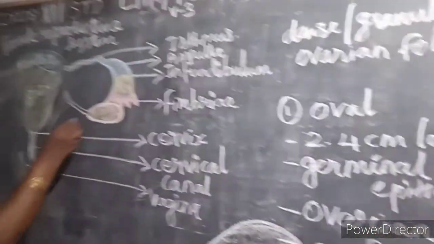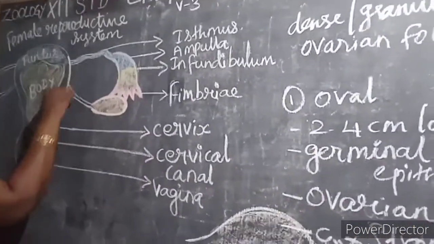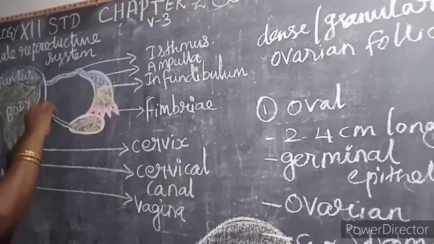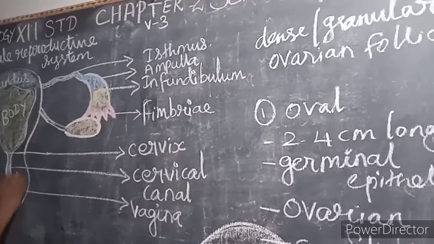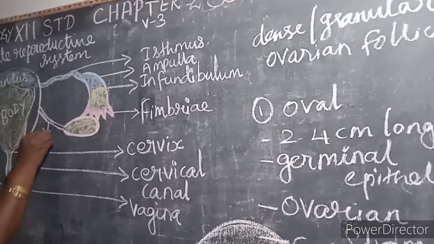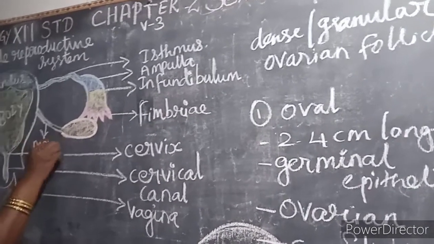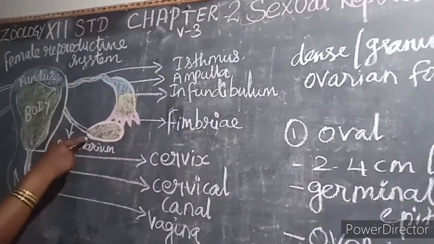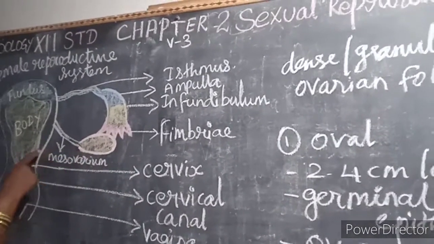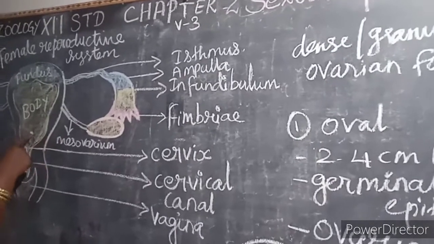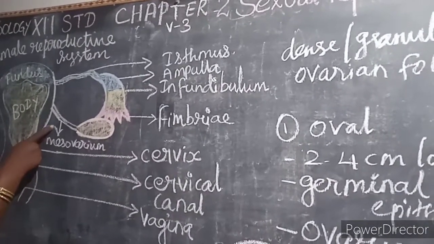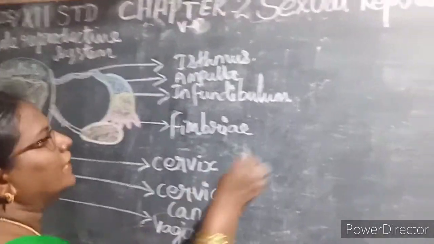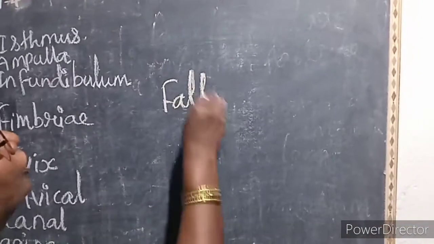The ovary is attached to the pelvic wall as well as to the uterus by the ligament called the mesovarium. It's a 2-mark question. What is a mesovarium? The ovary is attached to the pelvic wall as well as to the uterus by the ligament called the mesovarium. Next we are going to learn about the fallopian tube.